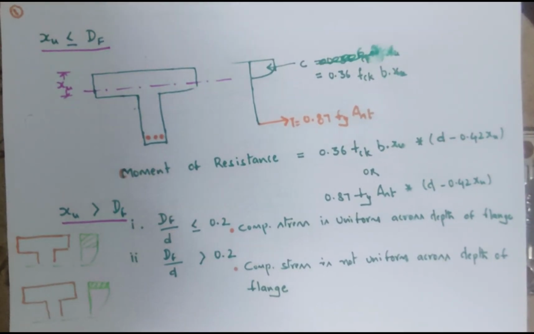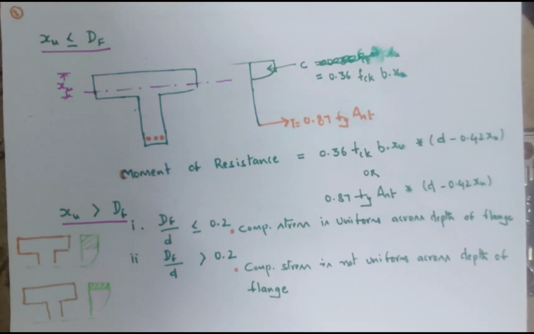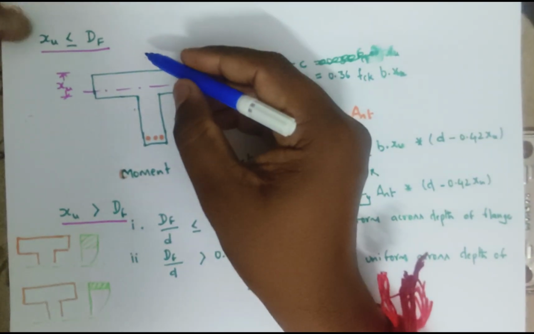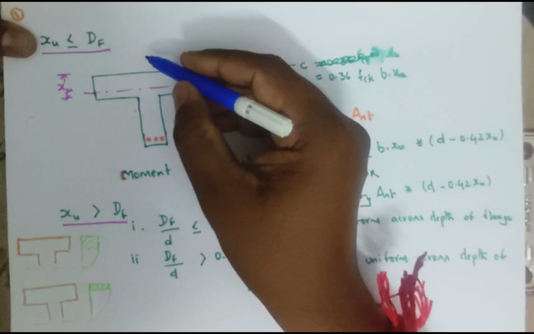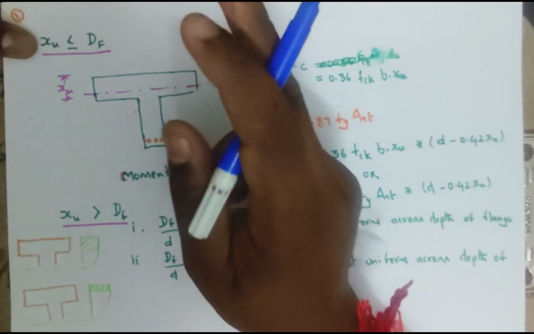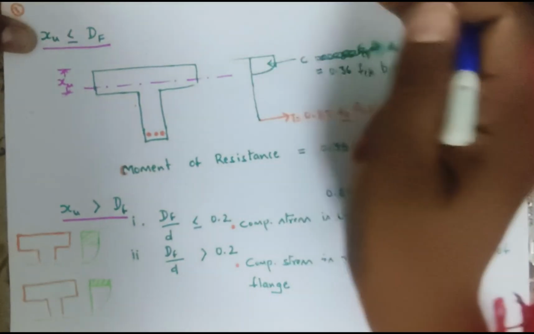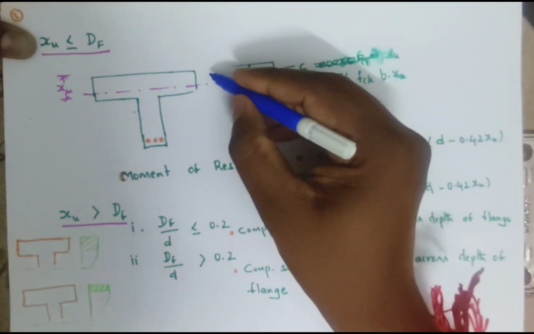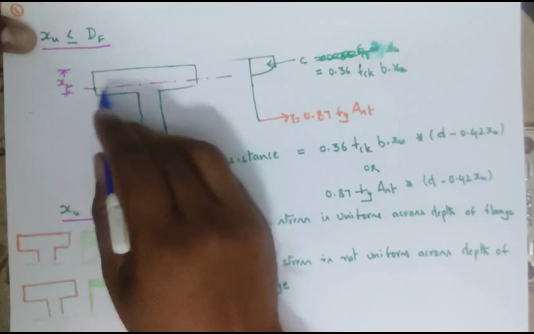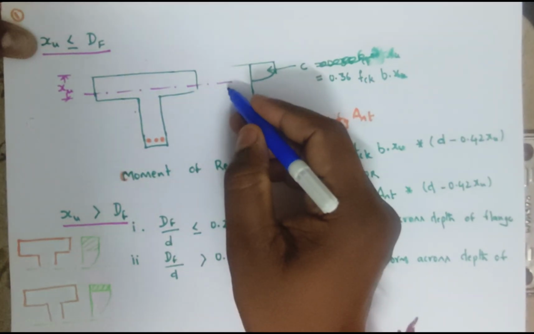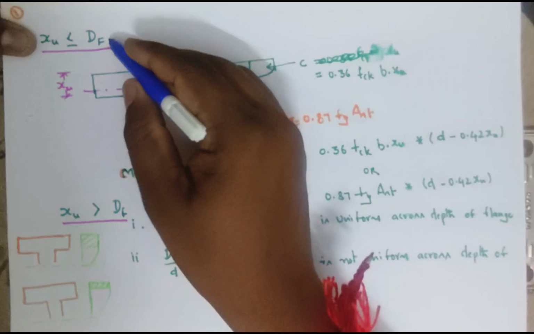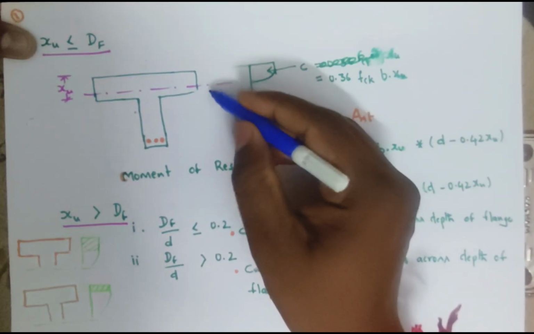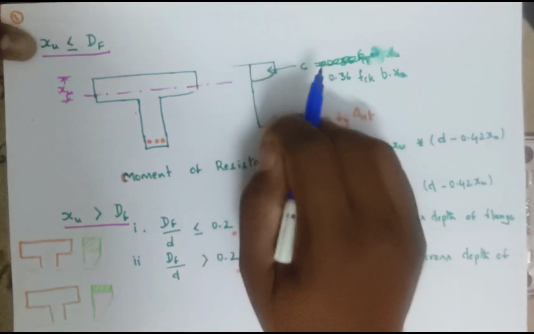Hi everyone. In this video, we will discuss the analysis of flanged sections. In the case of flanged sections, there are two different types of analysis. First one, depth of neutral axis is less than or equal to depth of the flange. It means that neutral axis is within the depth of the flange. That is case number 1.